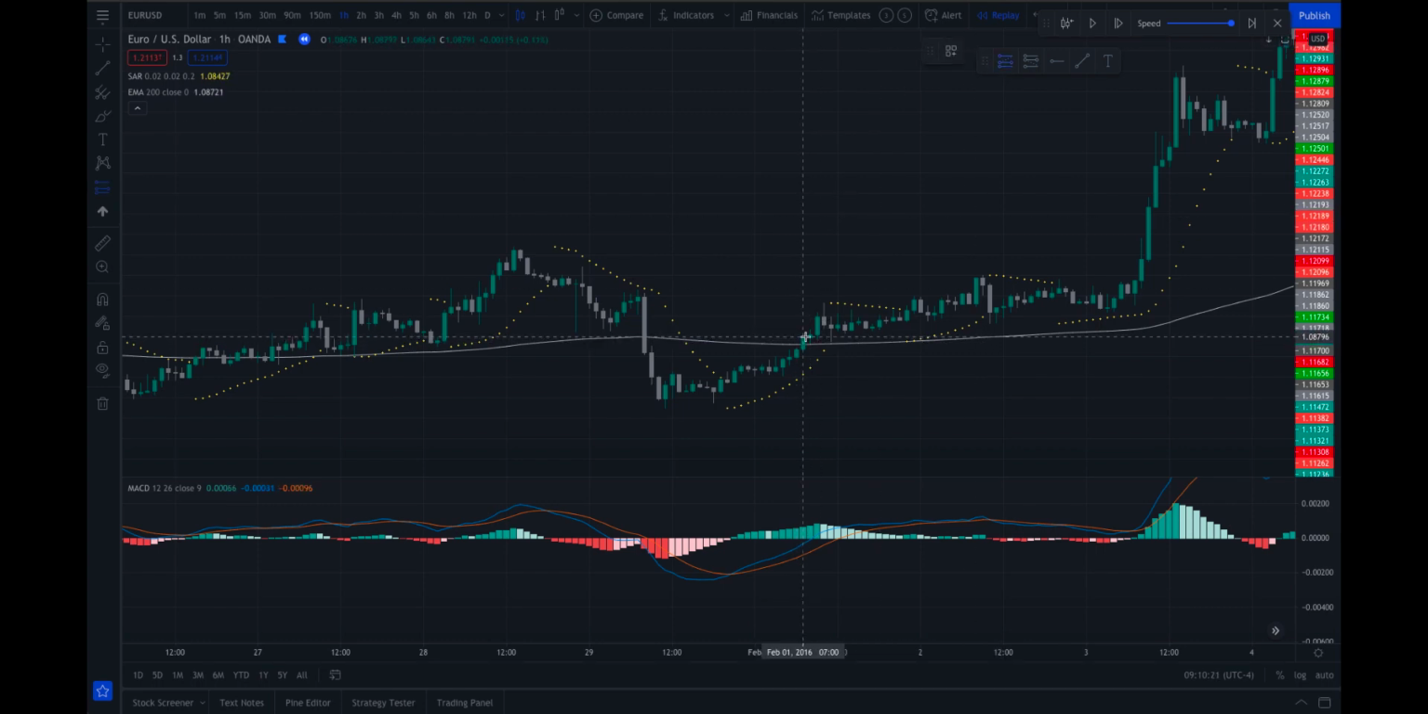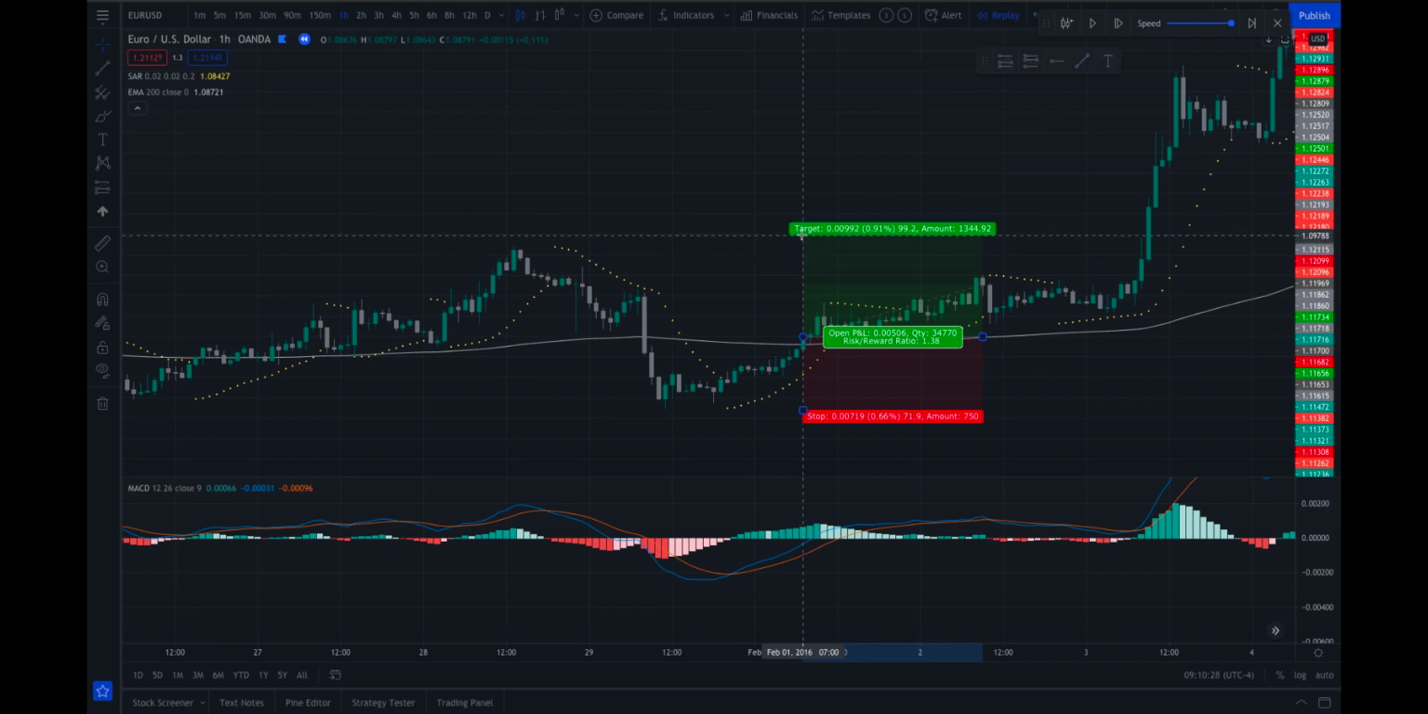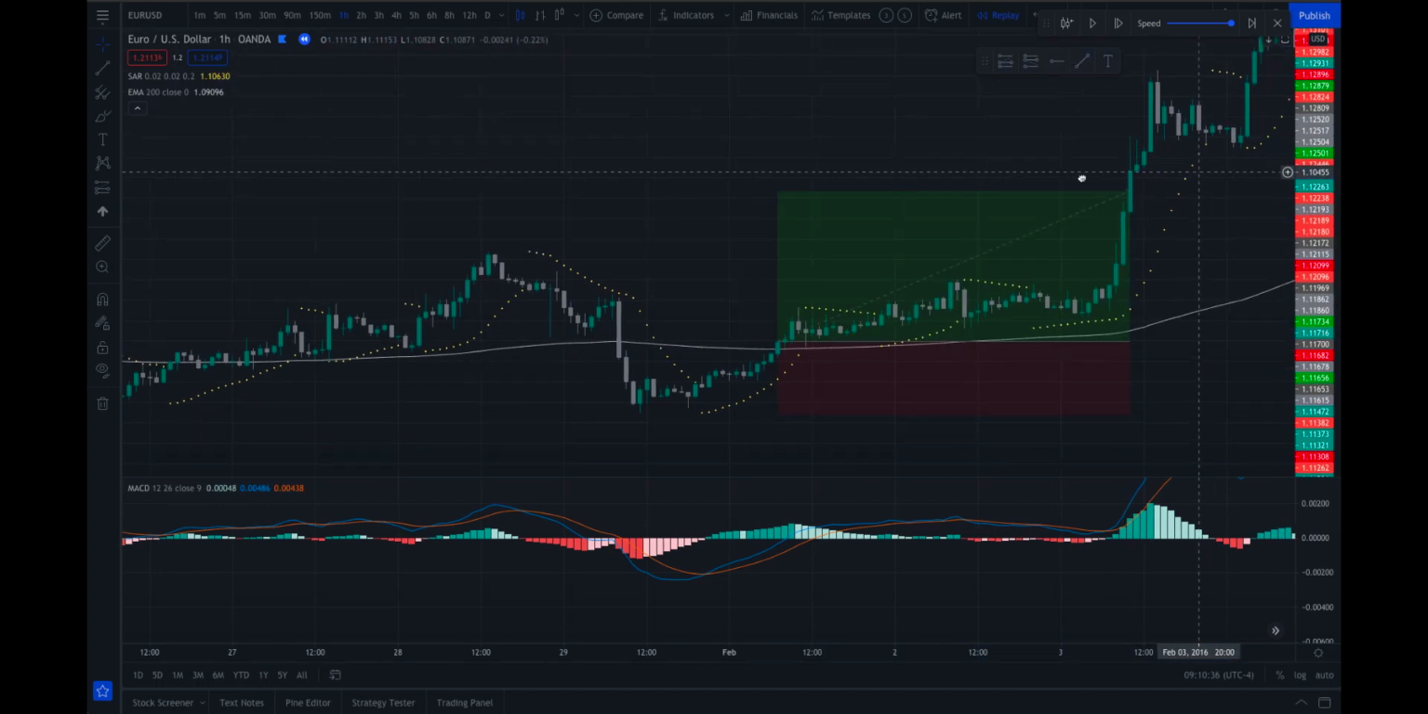So we're going to enter on this candle, stop loss below the previous low, and target 2-to-1. And we get one there. Do one more example.